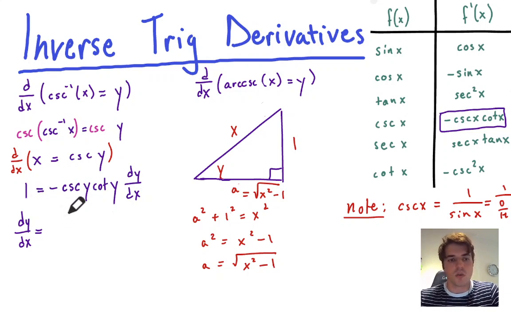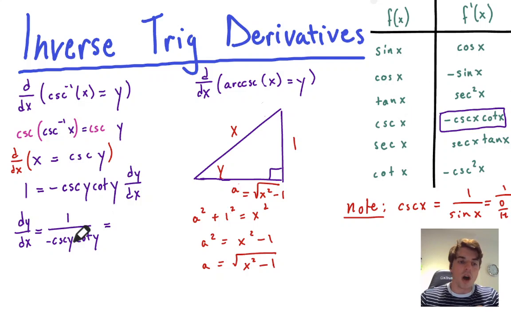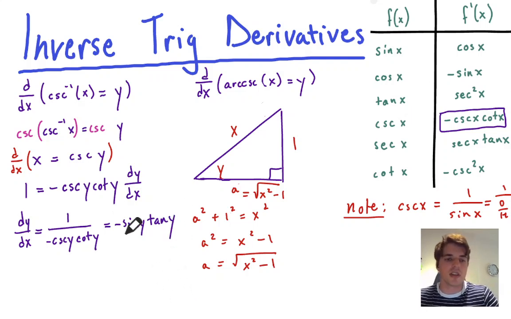So we'd be doing 1 divided by negative cosecant y cotangent y. 1 divided by cosecant is just its reciprocal, so negative sine of y. And cotangent, we'd use the reciprocal property as well. This is tangent of y. Okay, so our derivative is negative sine y, tangent y.